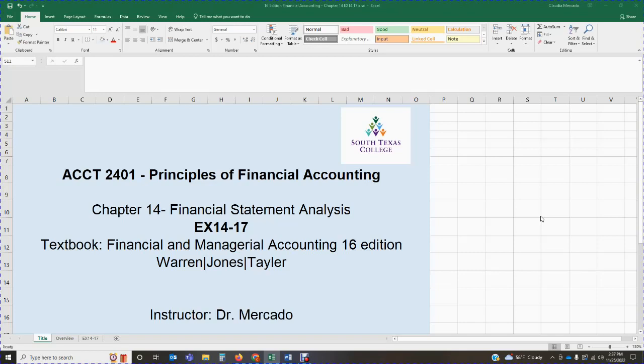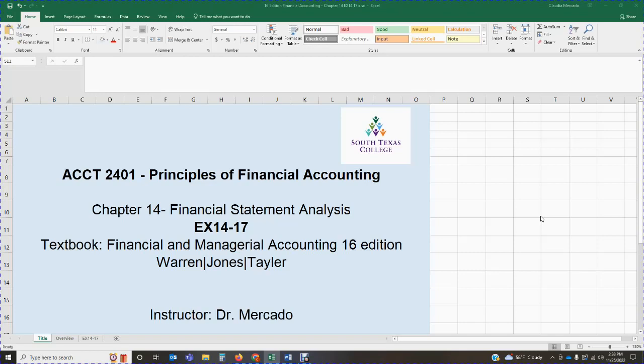Okay? Now, in this particular chapter, the basic financial statements are analyzed. Different financial statement users rely on the information that we provide them to make economic decisions. Okay? Financial statement users typically evaluate information along three dimensions. That is liquidity, solvency, and profitability.